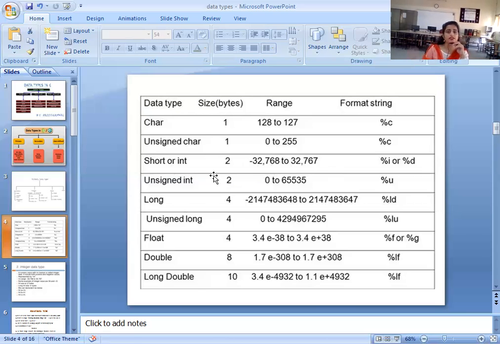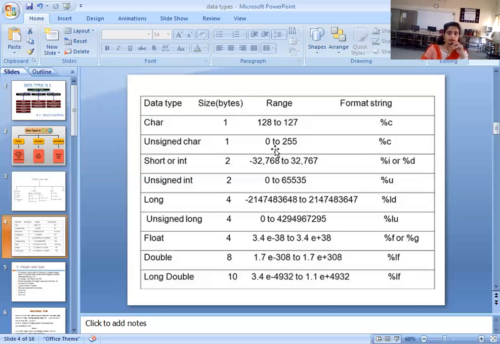The integer takes 2 bytes from the memory, and its range, unsigned integer, has a range from 0 to 65535, total 65536, right? This you have to remember. And if we discuss the unsigned integer, then we have to write %u for using it in the programming language, right? If we talk about simple integer, then we could use either %i or %d. You have to remember all this, then I will tell you how to use these things later on, right?